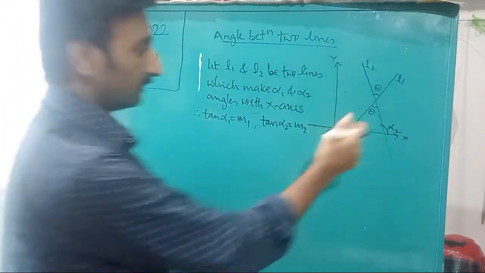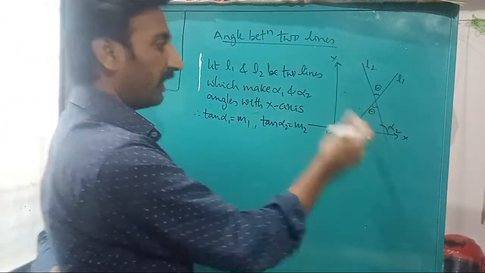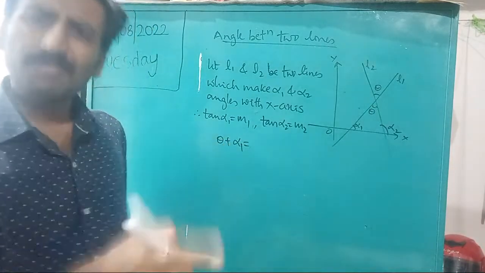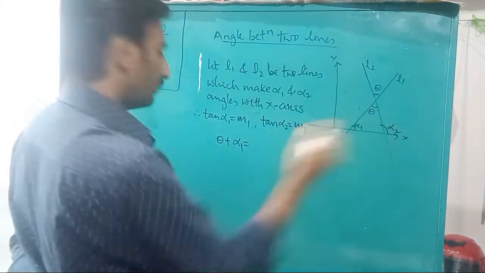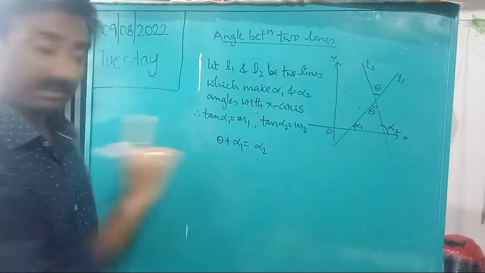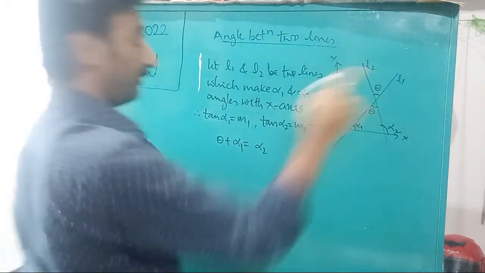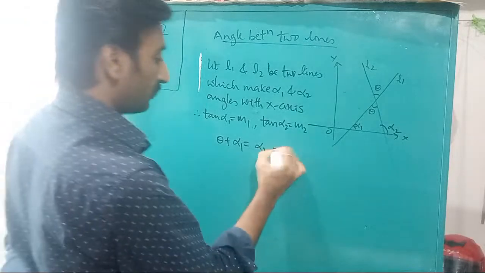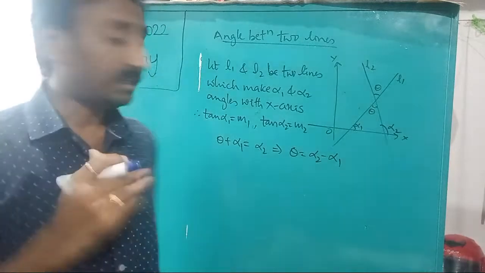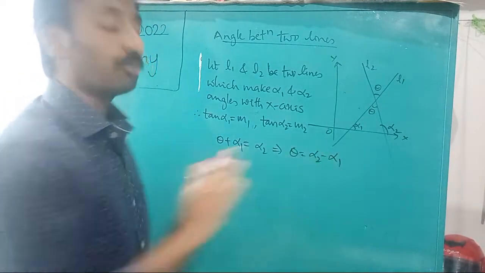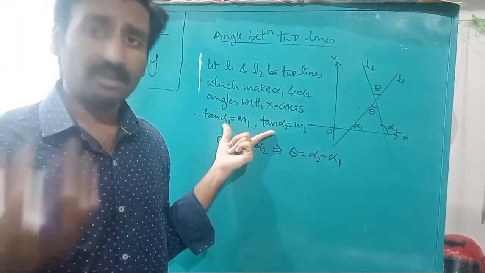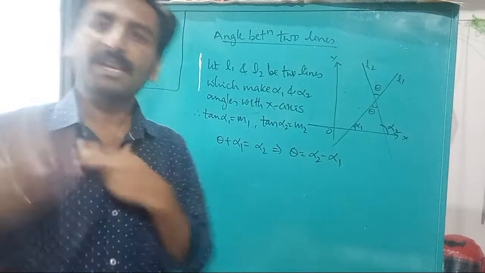Very clear? Yes. Now look at this. Come to this point, theta and alpha 1. Here, if I say theta plus alpha 1, the same logic again, this is alpha 2, correct? But we are interested in tan theta, the angle between these lines. So take this alpha 2 here, and you can say theta equals alpha 2 minus alpha 1. But we know tan alpha 1 and tan alpha 2.